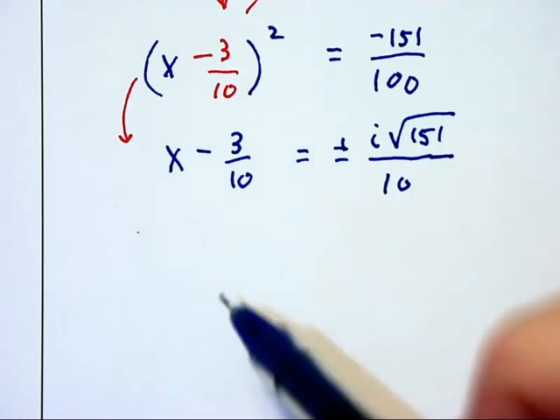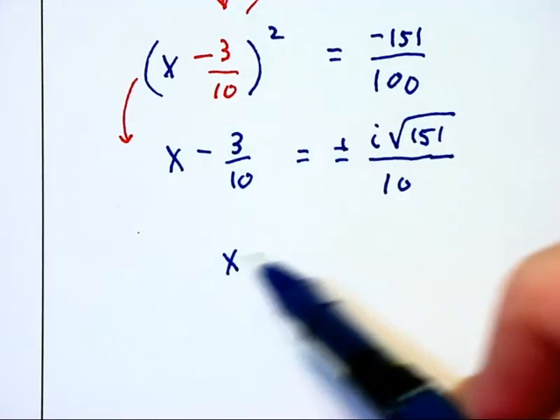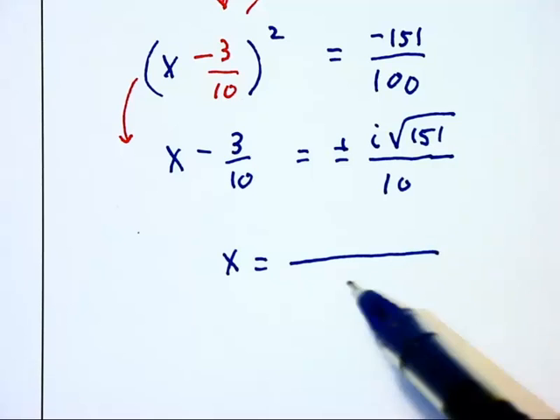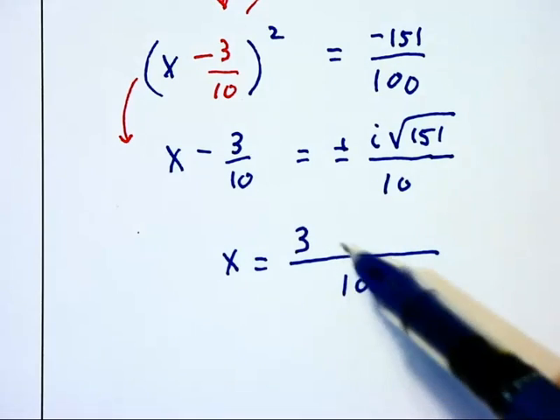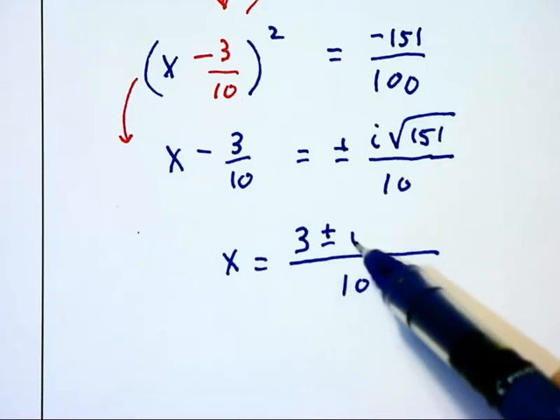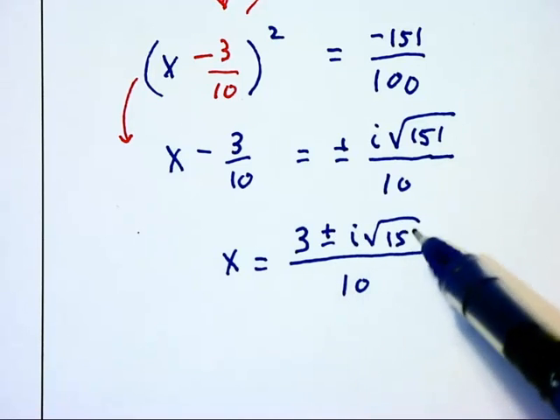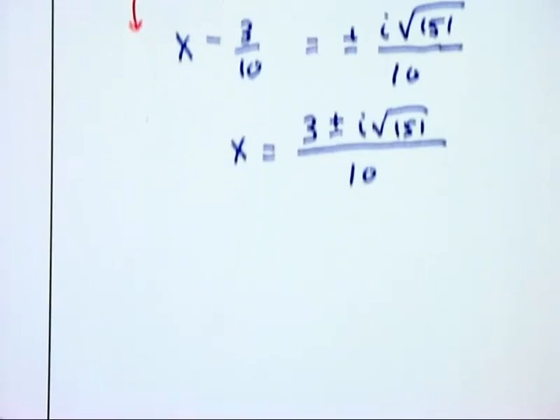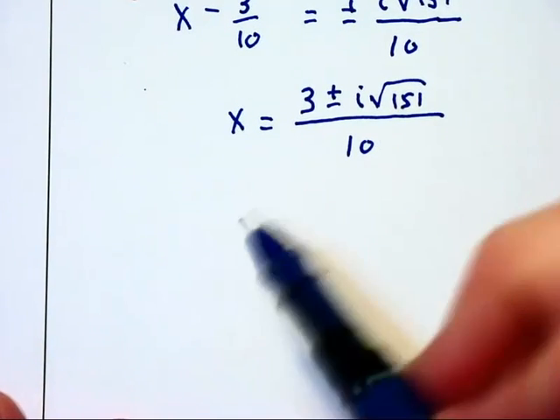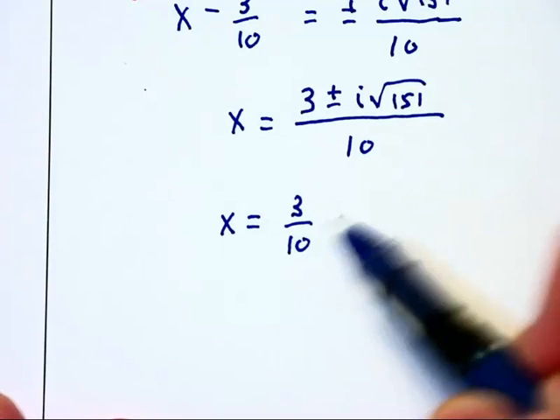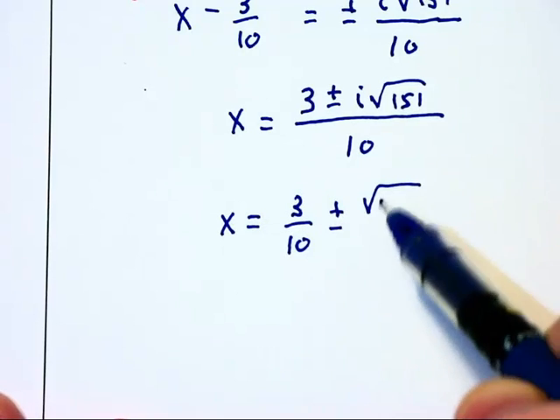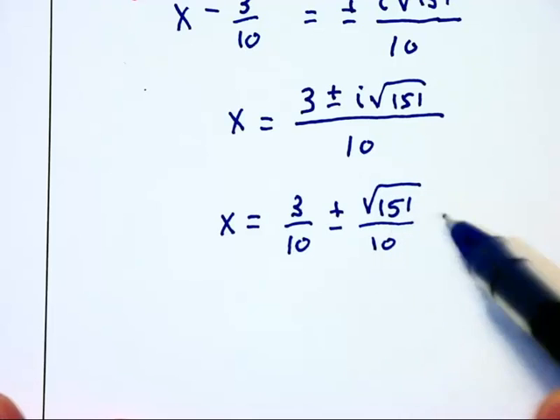and that 151 is not going to break down. So we can isolate x on the left, keep our common denominator of 10 on the right, bring the negative 3 to the right as a positive 3, and have that as plus or minus i root 151. If you need for this solution set to be written in a plus or minus bi form, then this would be 3/10 plus or minus the square root of 151 over 10 i.